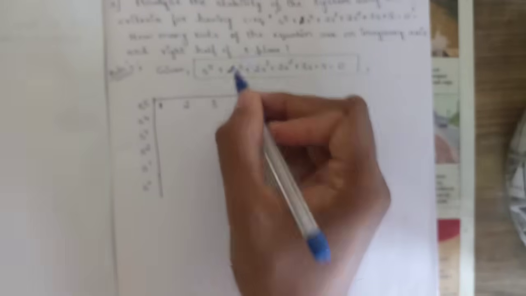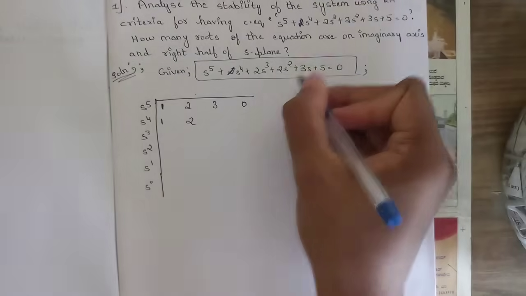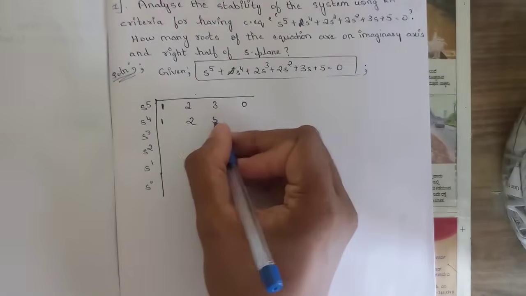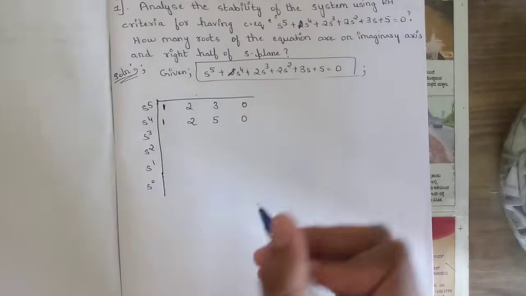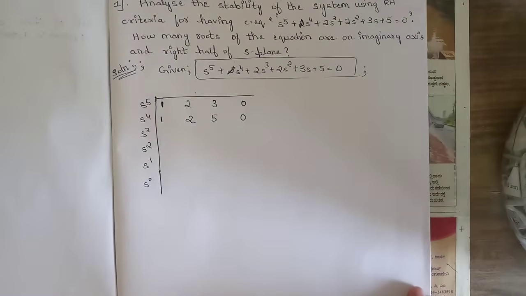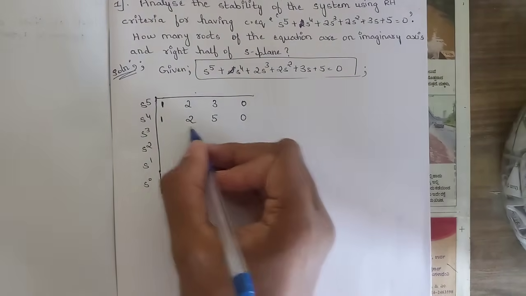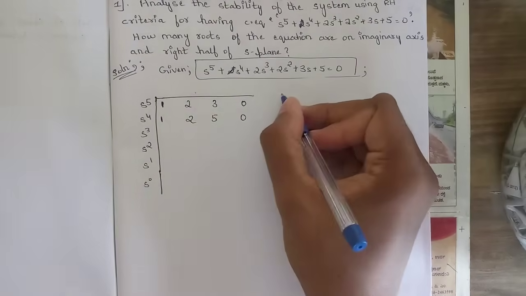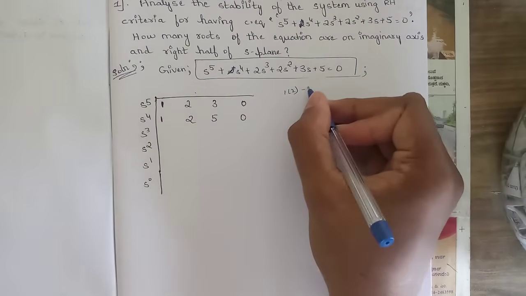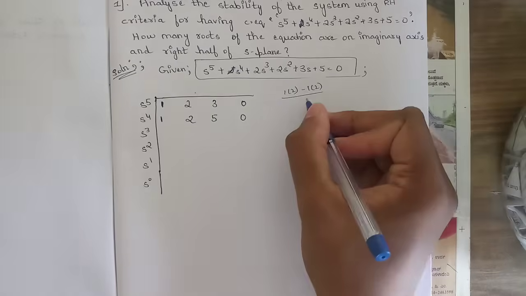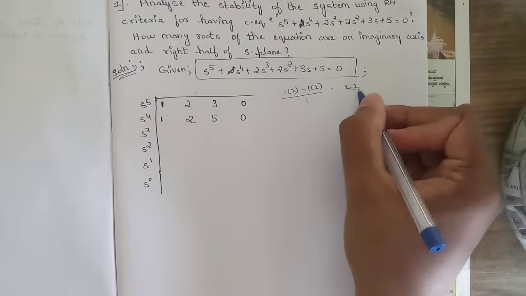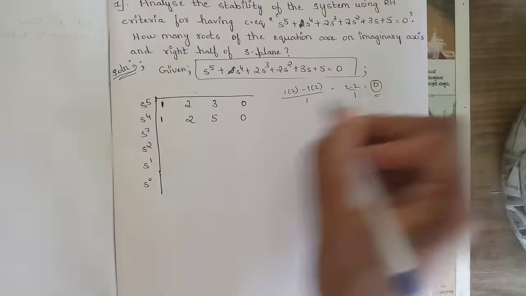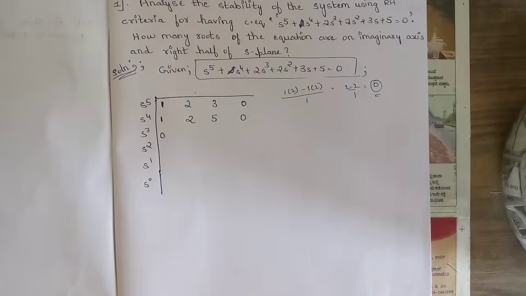Here write the coefficient of s^4, this is 1. Leave one term, the s^2 coefficient is 2, leave one term, the constant coefficient is 5. Again we don't have any term, 0. Now, in order to find the third row elements, use the previous two rows. First, 1 into 2 minus 1 into 2 divided by 1, so that is 2 minus 2 by 1. 2 minus 2 is 0, so here we are getting 0, right?